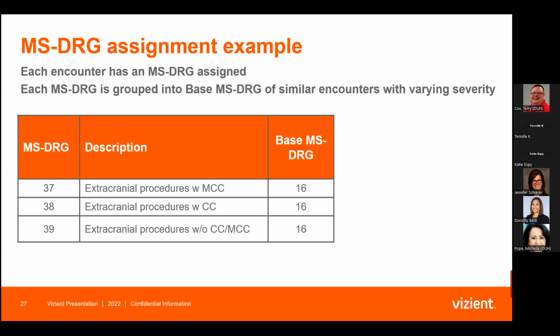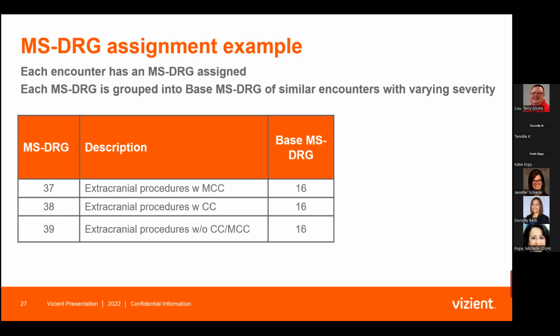If you don't know about MSDRGs, that's what payers like CMS use to classify patients into clinically cohesive groups with similar consumption of hospital resources and length of stay patterns. Sometimes it depends on your MSDRG how you get paid. Base MSDRGs are a combination of individual MSDRGs for the same clinical condition or procedure, regardless of severity. In this case, we see 3 MSDRGs that are all extracranial procedures with varying levels of severity.